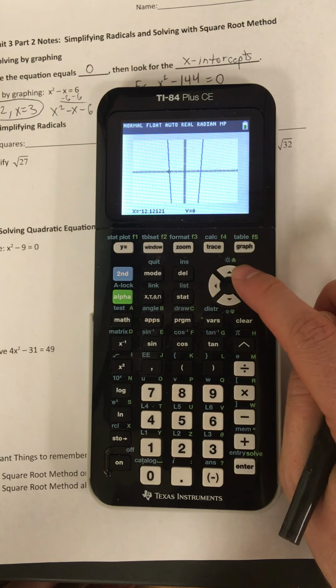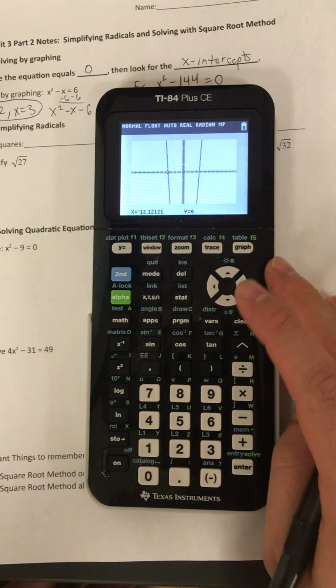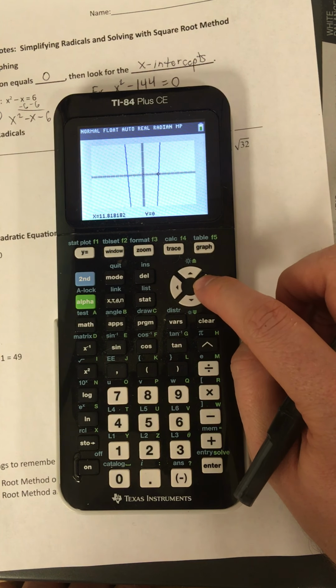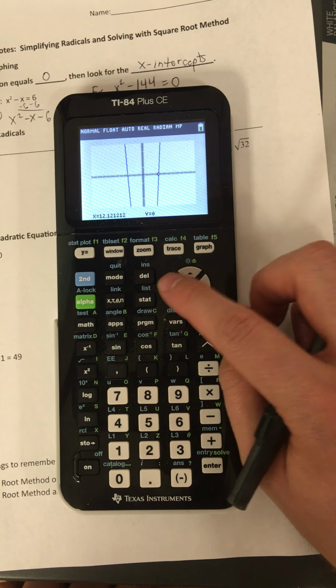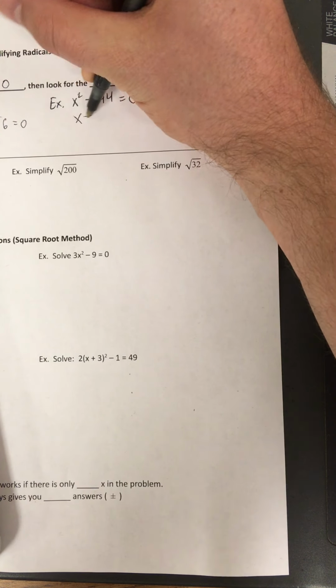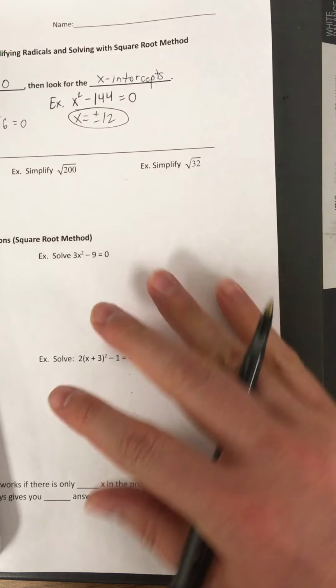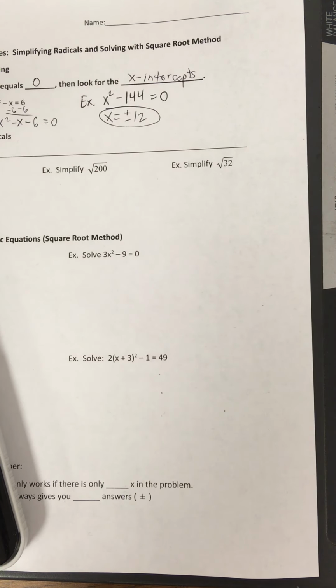If you look down here, it looks like somewhere around -11.8, -12. It's going to be -12. And then same thing if I go over here to the right. It looks like somewhere around 11.8, 12. It's going to be about +12. So your answers here are going to be x equals positive and negative 12. That's where it touched the x-axis. Those are the same answers we get if we factor that.